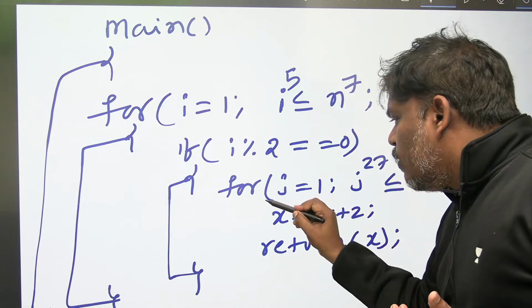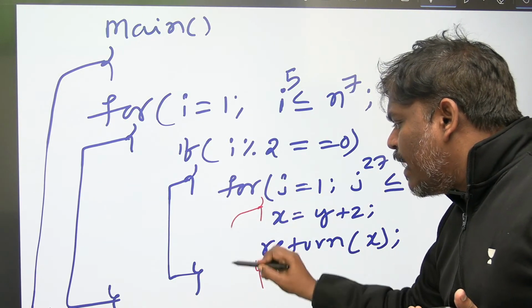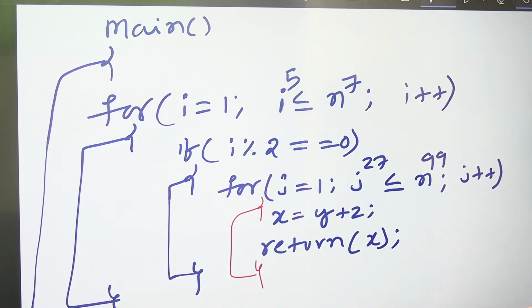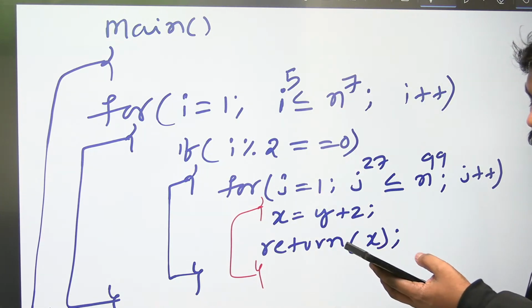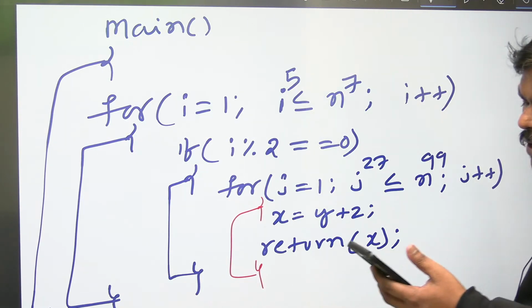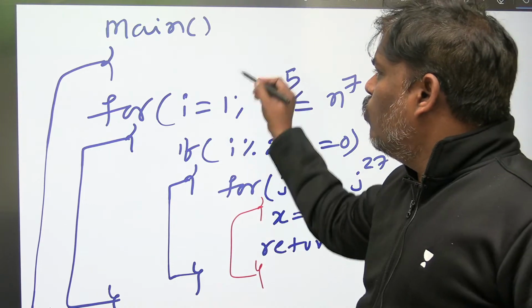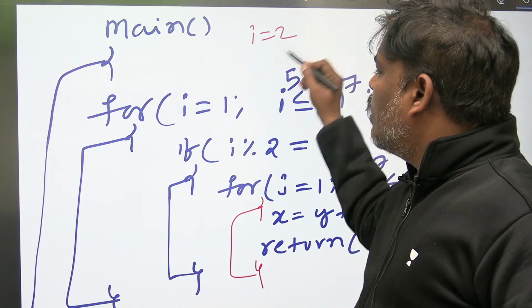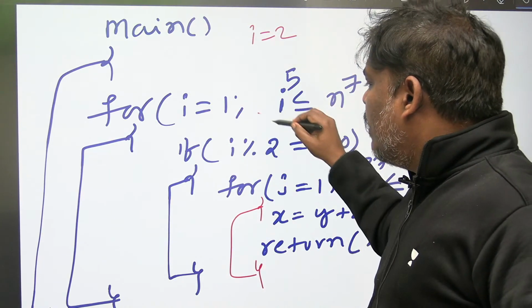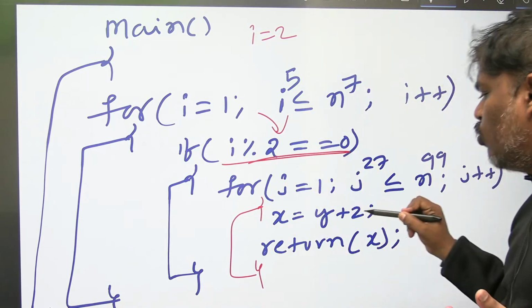See this one, everyone. A for loop is there, right? For the for loop, brackets are there. What will be the answer? Listen everyone now. When I value is 2, you will come inside the J loop. That condition is true, so inside the J loop you will come.